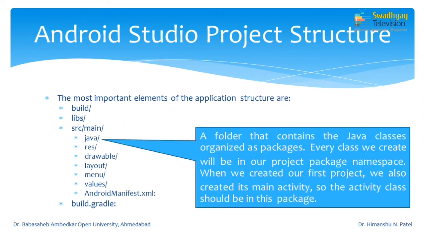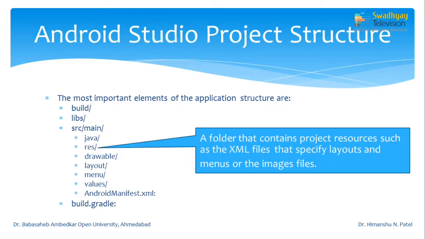Inside this there is a subfolder called java. As I mentioned, it actually stores all the Java classes organized inside package. So every class you create will be in project package namespace. So for example, if I am using baou.edu.in as a project name, then there is a folder called baou. Inside that there is a folder called edu, and inside that there is a folder called in, and inside in there is a classes file available. So in src main java subfolder there are Java classes stored in package order.